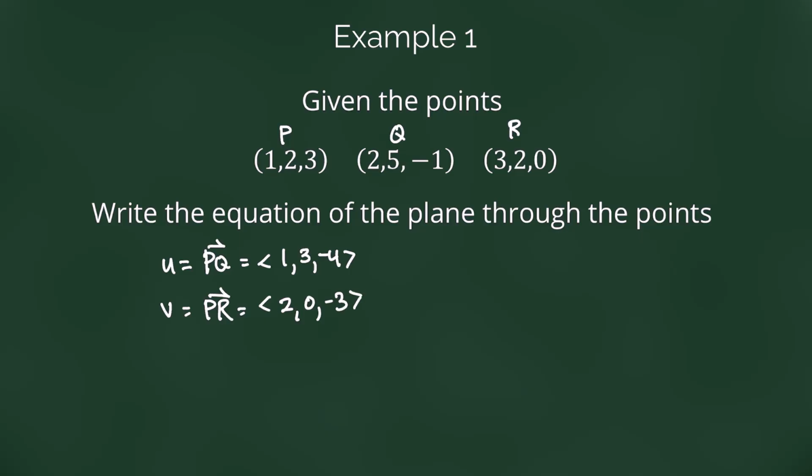So we have 2 vectors that lie in the plane. We want one that is perpendicular to them. Well, guess what? u cross v is perpendicular or normal or orthogonal, they all kind of mean the same thing, perpendicular to both u and v. And therefore, it can be our normal vector. So let's calculate u cross v.